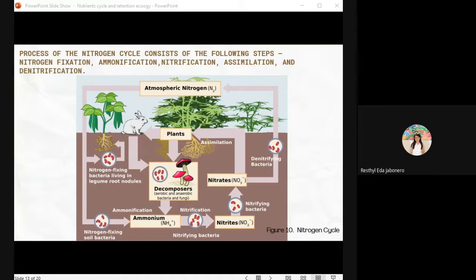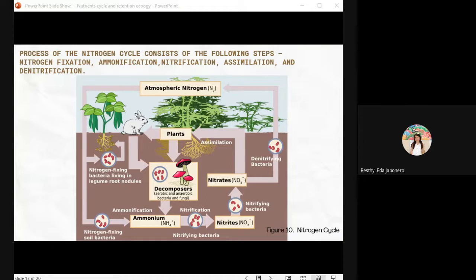Fourth is the assimilation. So the primary producers, which are the plants, take in the nitrogen compounds from the soil with the help of the roots, which are available in the form of ammonia, nitrate ions, and ammonium ions, and are used in the formation of plant and animal protein. This way, it enters the food web, then the primary consumers eat the plants.